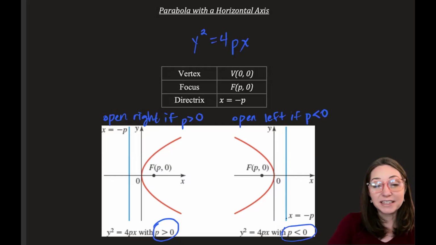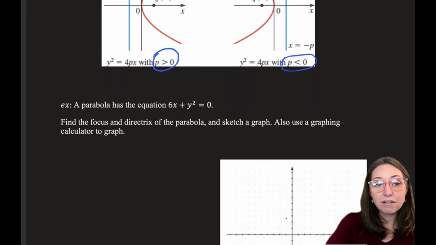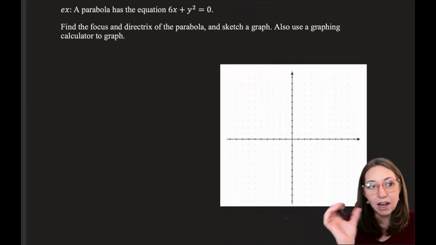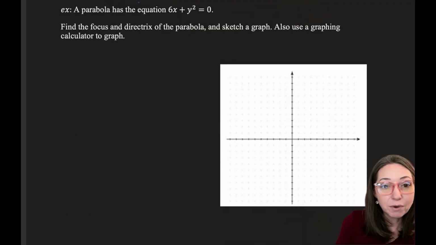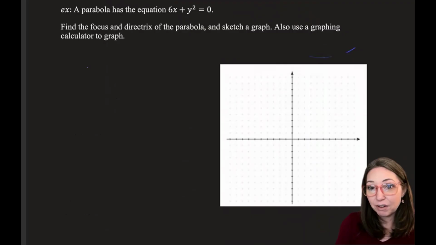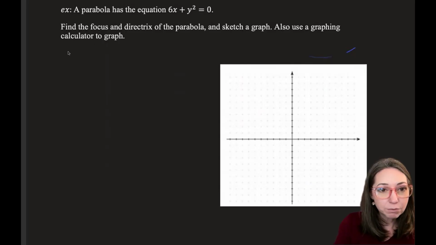Okay, so let's work through an example. Given the equation, not quite standard form, but it is a parabola centered at the origin: 6x plus y squared is equal to 0. We're going to find the focus and the directrix and sketch a graph, and then we'll also look at how to do this on a graphing calculator, because it involves a little bit of algebra first. First off, let's put it in standard form. To do that, we are going to solve for y squared. All we need to do is subtract 6x from both sides, and that'll give us y squared is equal to negative 6x.